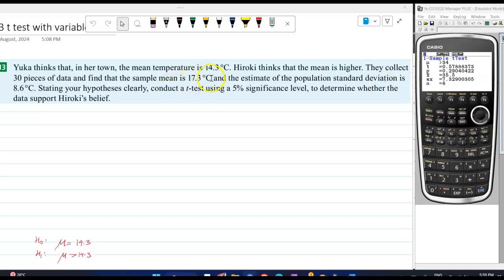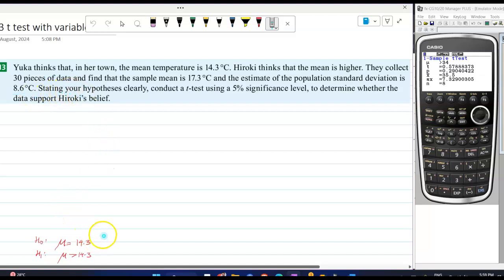Your H0 is that the mean is 14.3, and these values are higher than 14.3. That's the alternative hypothesis. Higher means you put a greater than. This is your n, number of data points. The sample mean is 17.3 and the estimate of population standard deviation is 8.6.